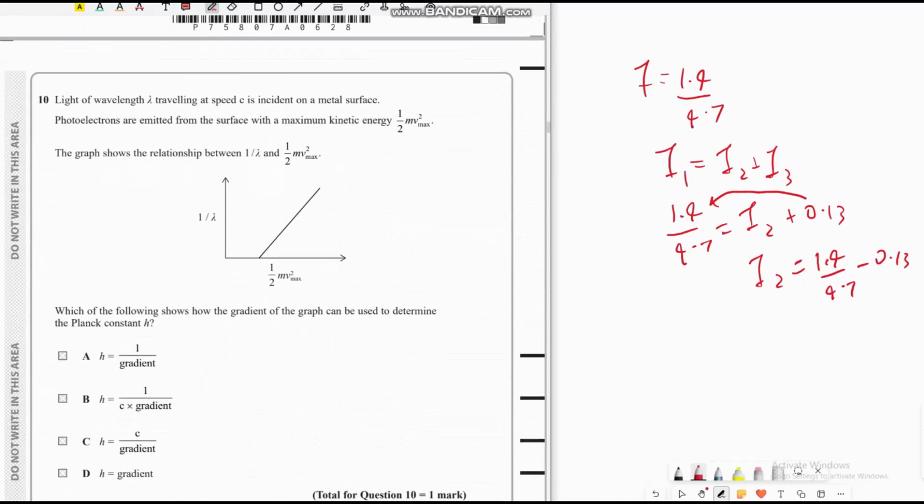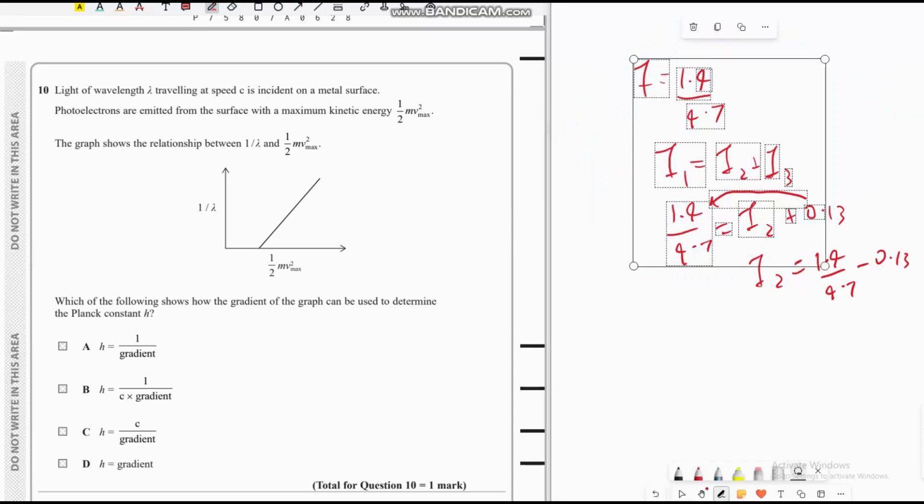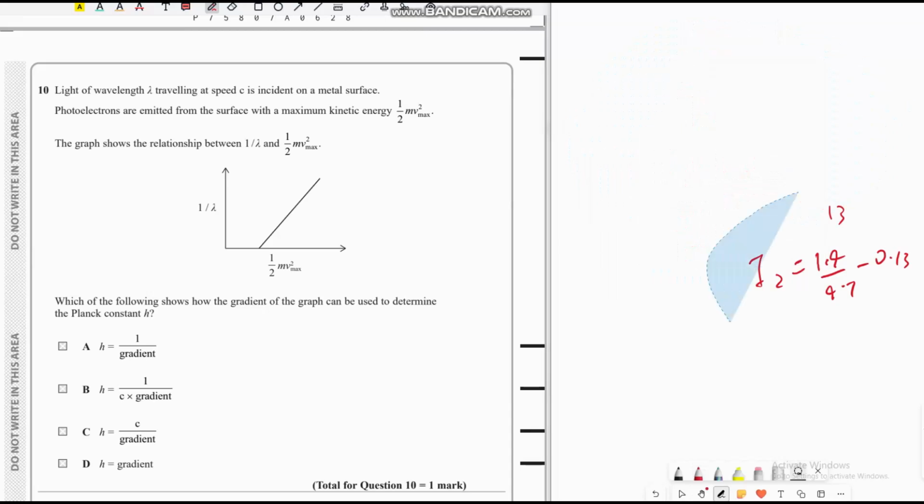Question number 10. Light of wavelength lambda traveling at speed c is incident on a metal surface. Photoelectrons are emitted from the surface with a maximum kinetic energy of half m v squared max. The graph shows the relationship between 1 over lambda and half m v squared. Which of the following shows how the gradient of the graph can be used to determine Planck's constant?